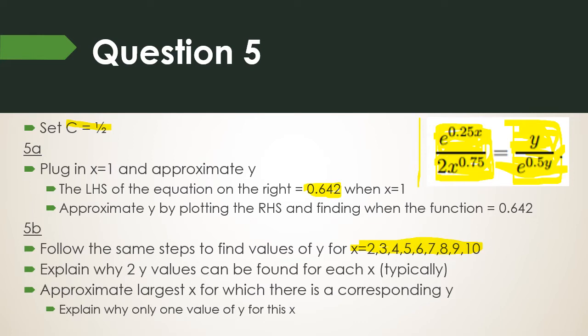And then the next part of the question asks you to approximate the largest value of x for which there's a corresponding y. And again, this will make more sense once you actually plot the function on the right and you see what it looks like. But you'll see that the function value doesn't go above a certain point, that is, it has a maximum. And so for any values of x that go beyond that, there won't be a corresponding y value. Given that you have a maximum function value, you need to figure out what x value would be the largest such that it's still within the maximum attainable value of the function on the right-hand side.